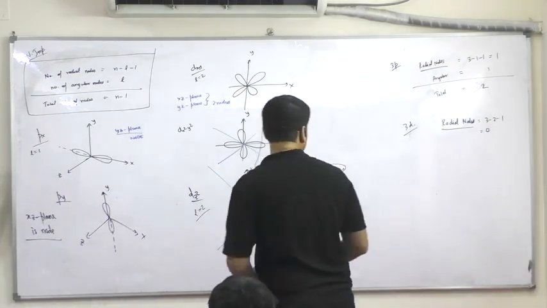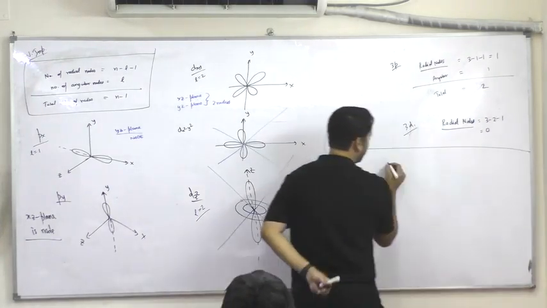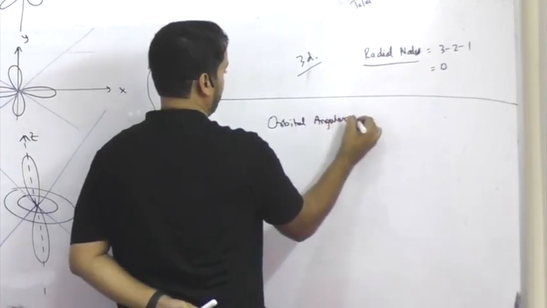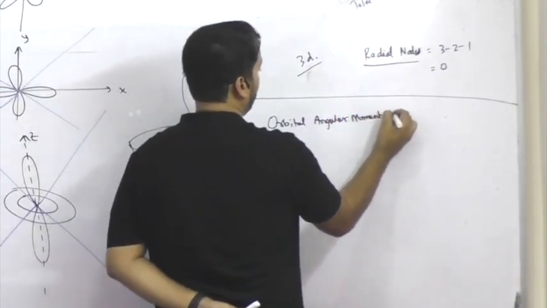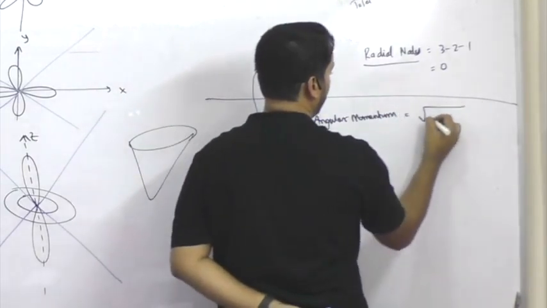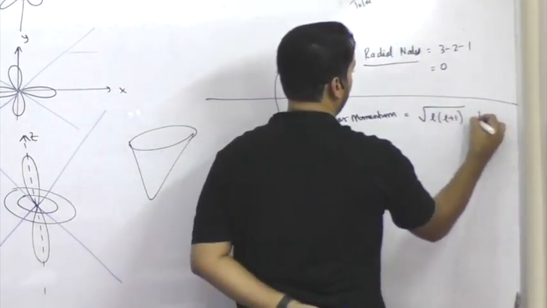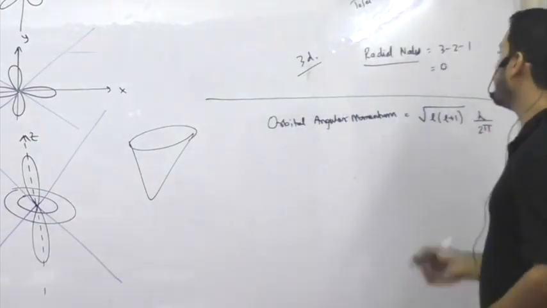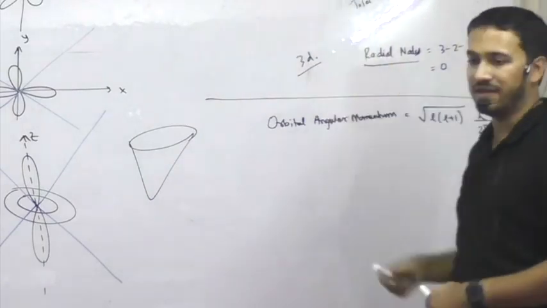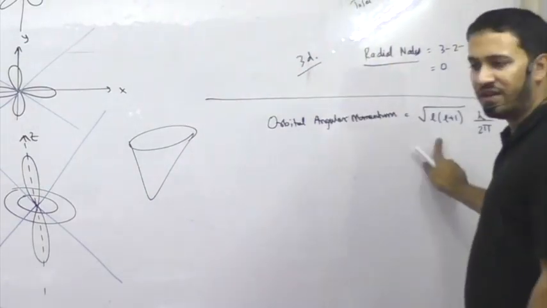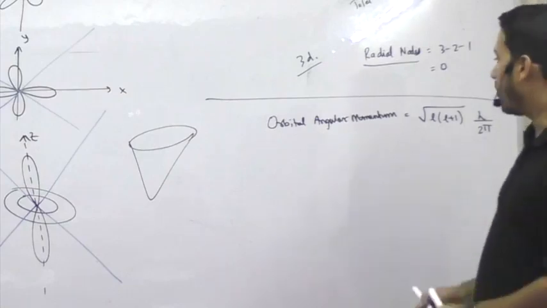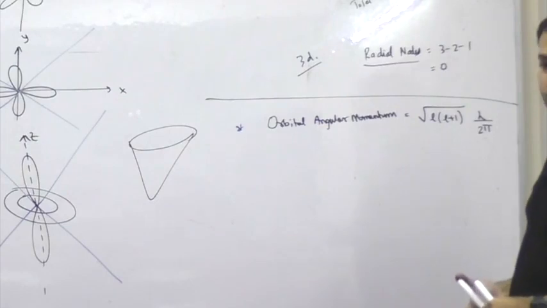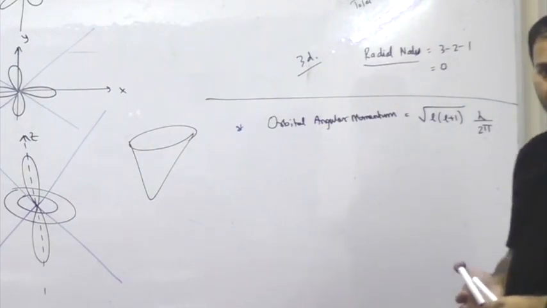One last thing, we also calculate orbital angular momentum. Orbital angular momentum is given by the expression square root of l into l plus 1, h upon 2 pi. Such a question can come: calculate the orbital angular momentum for an electron in 3p. So for p, l is equal to 1, so you just put in the values over here. This important formula is square root l into l plus 1 h upon 2 pi.